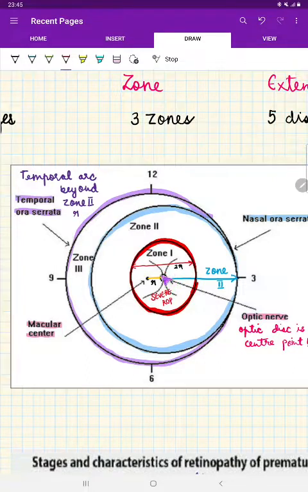Having taken this as center point, from here to the macula, that means the fovea, is one radius. So the fovea to the optic disc is one radius. 2 times of this radius will be the zone 1 diameter. Then zone 2 is from the optic disc to the nasal ora. This is zone 2, this round. Then whatever temporal arc is left beyond the zone 2 radius is called zone 3. Remember this: zone 1, zone 2, zone 3.